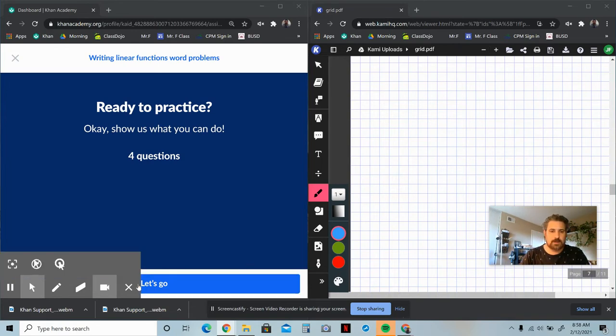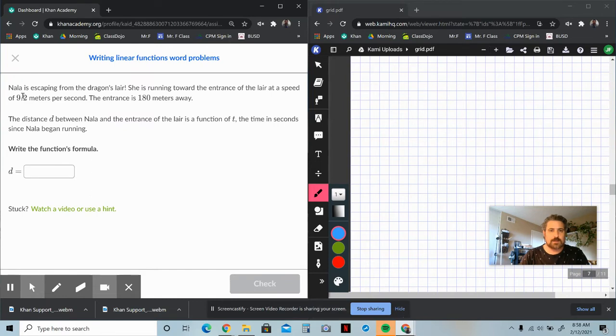Okay, let's go. So it says, Nolly is escaping from the dragon's lair. She is running toward the entrance of the lair at a speed of 9.2 meters per second. The entrance is 180 meters away.